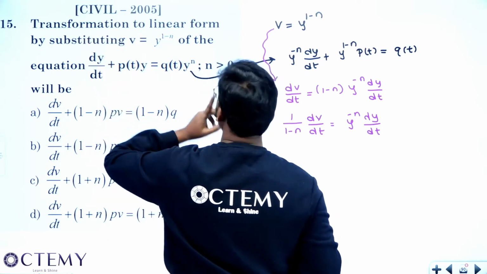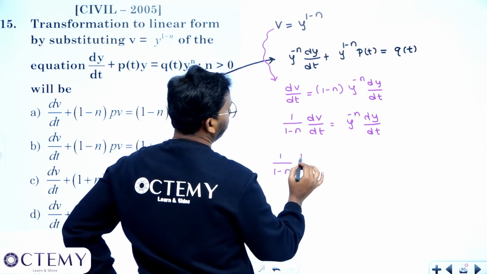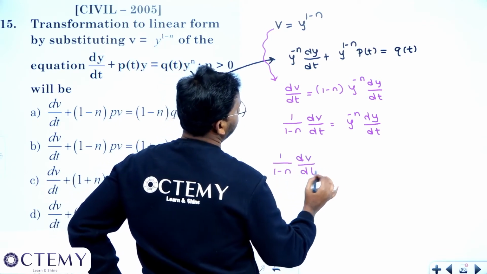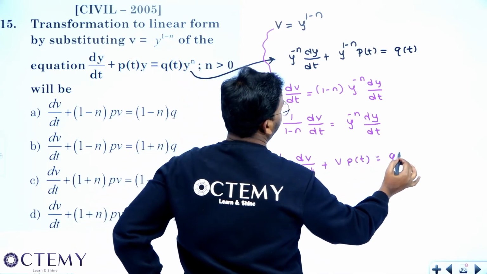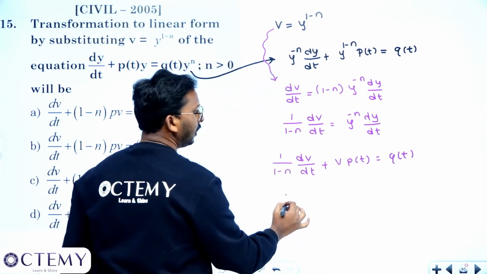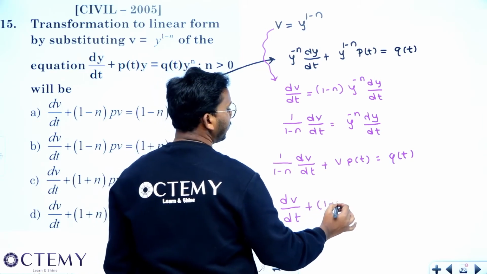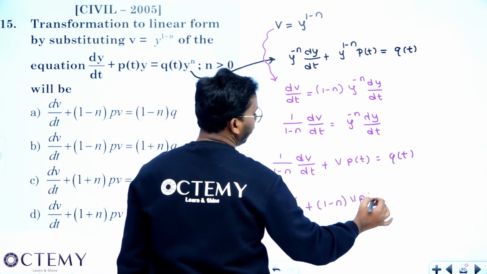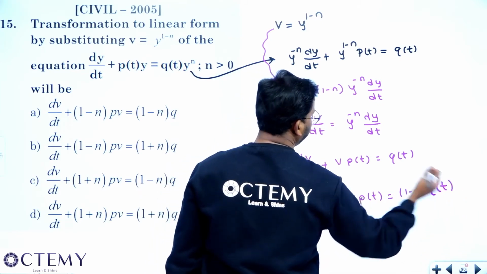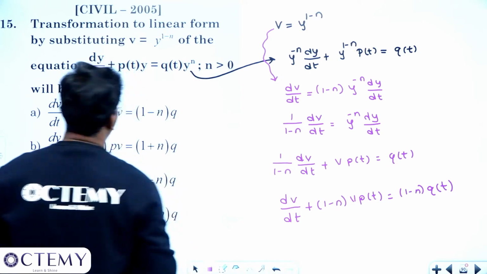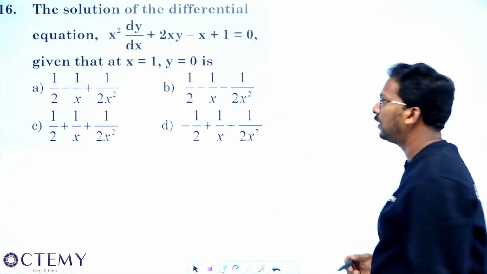Let us replace it. In place of dy by dt, I have to substitute 1 by (1 minus n) dv by dt, plus v into p of t is equal to q of t. If I multiply this, you will get dv by dt plus (1 minus n) into v into p(t) is equal to (1 minus n) into q(t), right? Check the options. Option A perfectly matches. Very good, sir. Let me go to the next question.